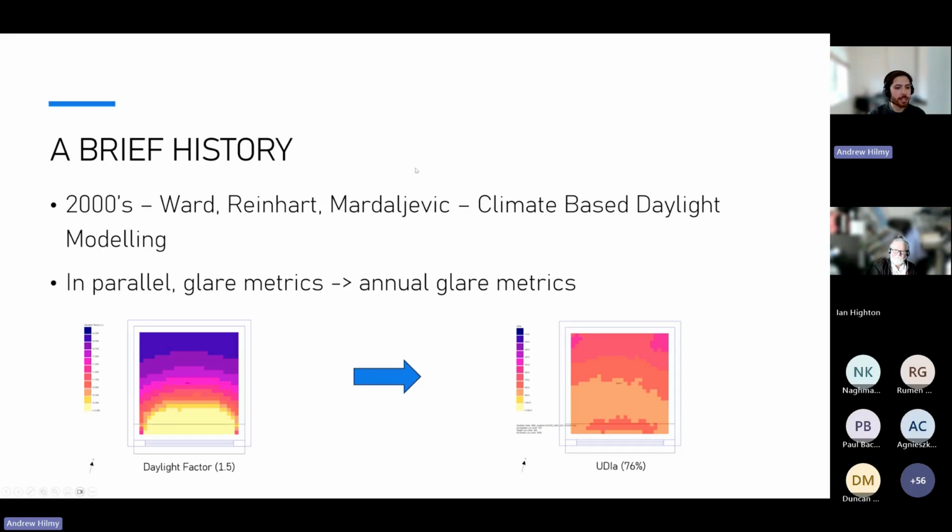And yeah, you can see an image here of how, on the left, you've got a simple daylight factor, and on the right you've got an image of one of the UDI metrics from CBDM, which says how comfortable the space is throughout the year, taking into consideration the weather.